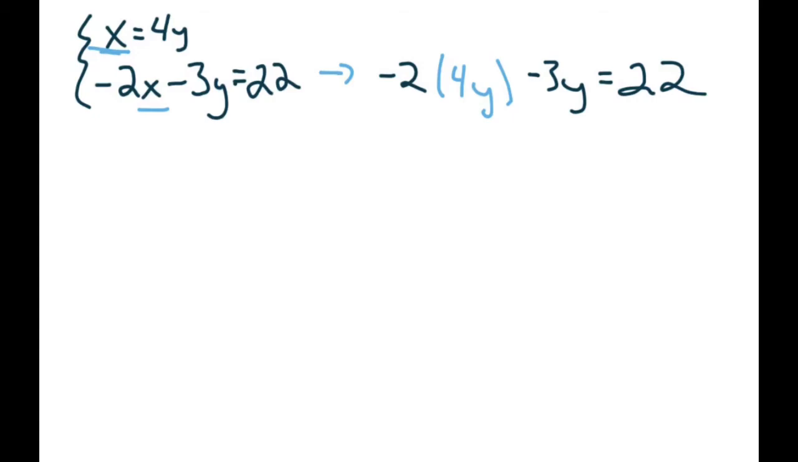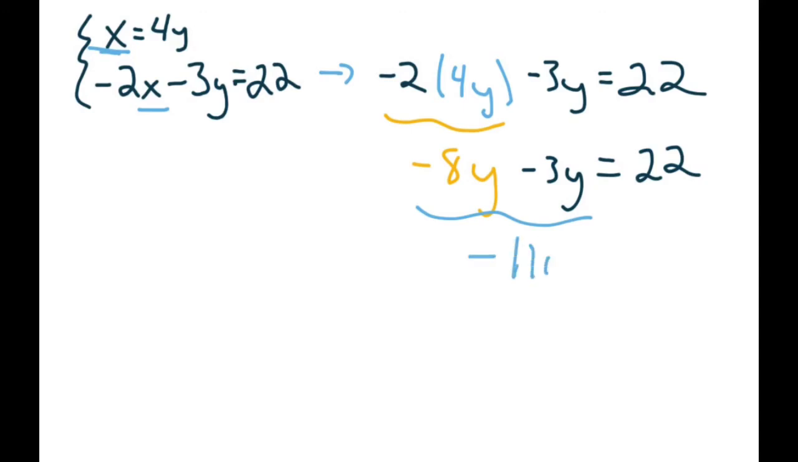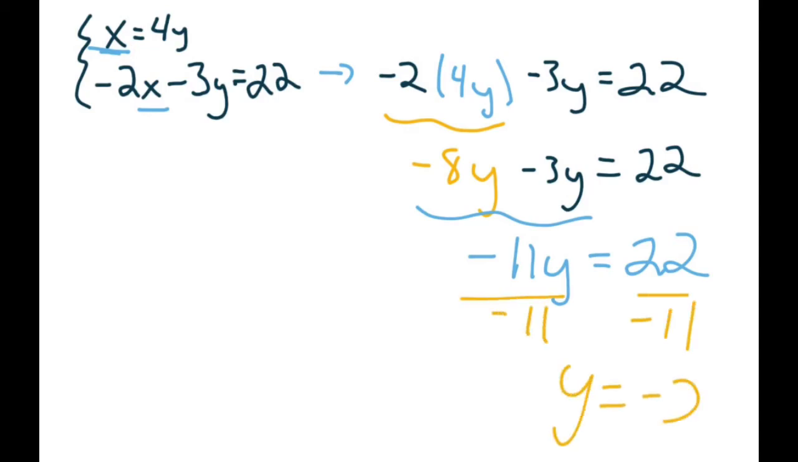Okay, so now we're going to finish this here. Negative 2 times 4y is negative 8y, and then we have that minus 3y come down. Ooh, this one's going to be ugly. And that's equal to 22. Negative 8y minus 3y combine to get us negative 11y, which equals 22. Now we just have to get y by itself, so let's divide by negative 11 on both sides, and we get y equals negative 2.